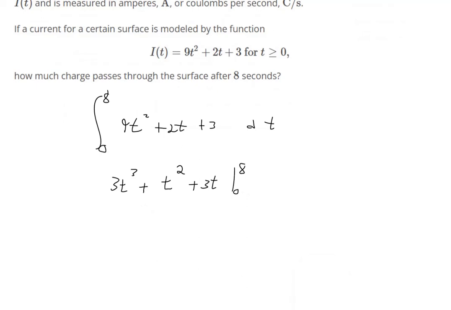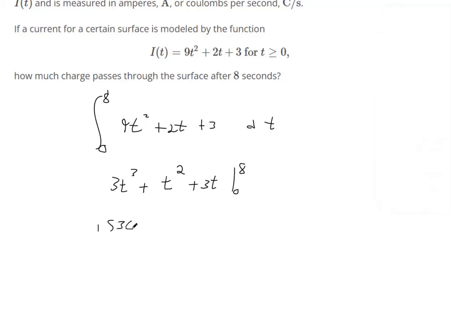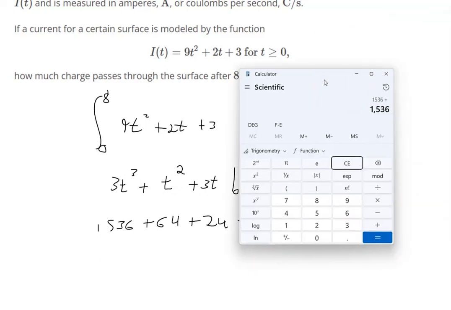So if you plug in the upper limit of integration, that's 8 to the third times 3, so that's 1536, plus 8 squared, that's 64, plus 8 times 3, it's 24, and then we would subtract what happens when we plug in 0. So final answer here, I got 1624.